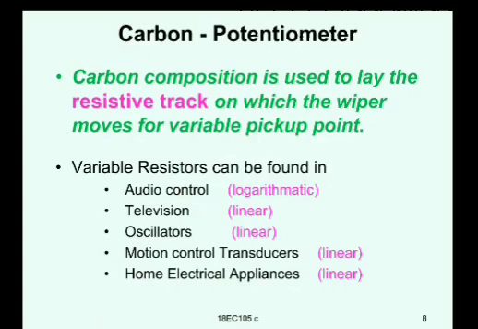Now further about the carbon potentiometer. The carbon composition is used to lay the resistor track on which the wiper moves for the variable pickup point.